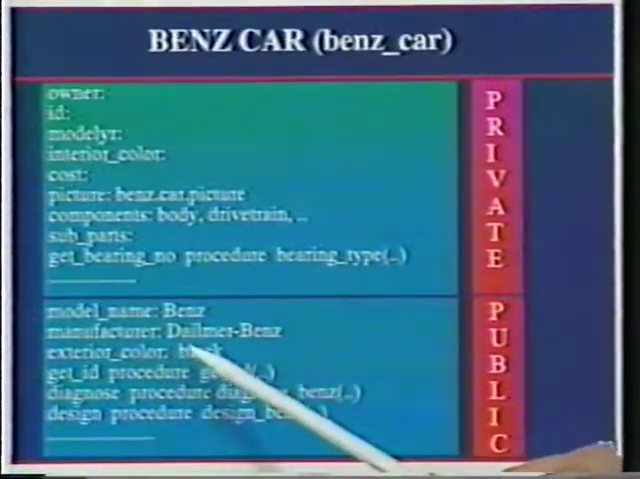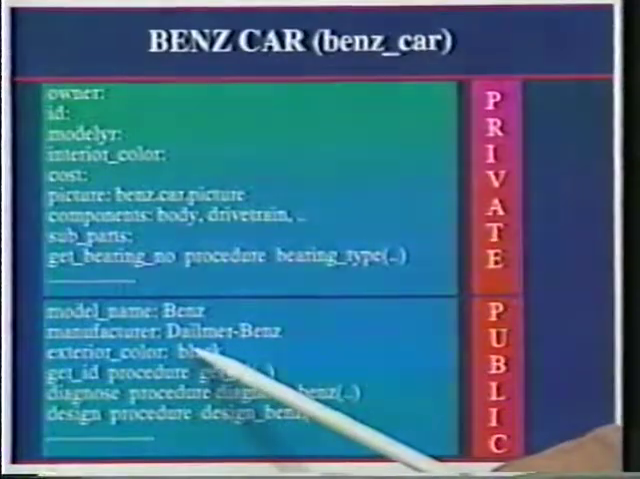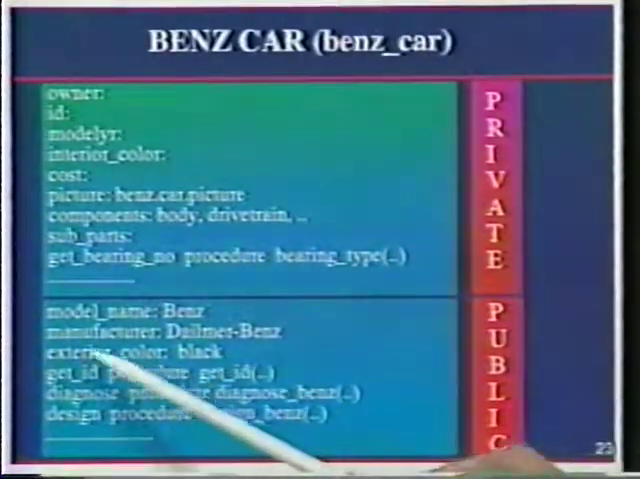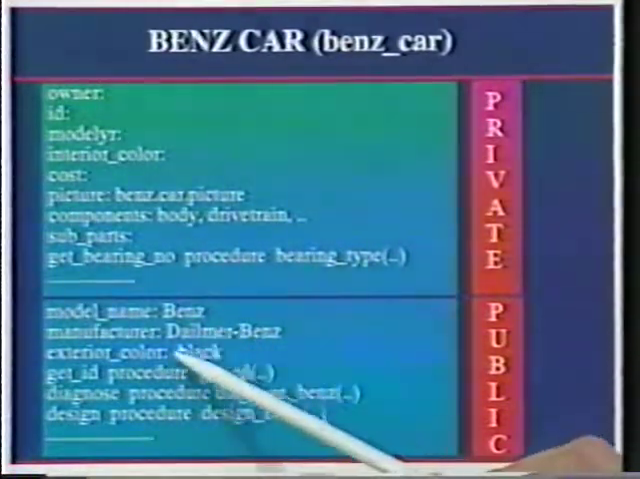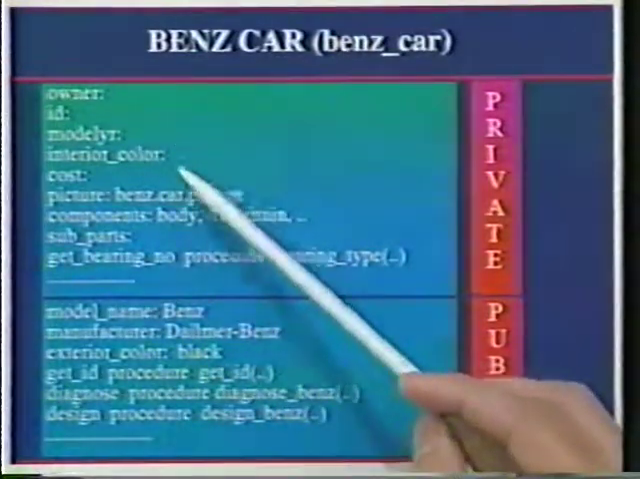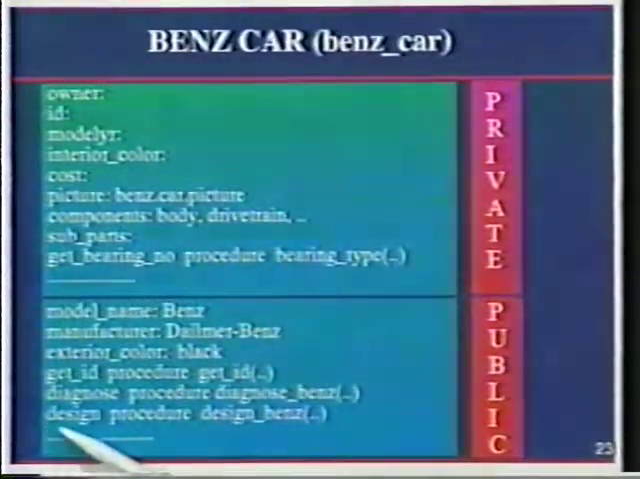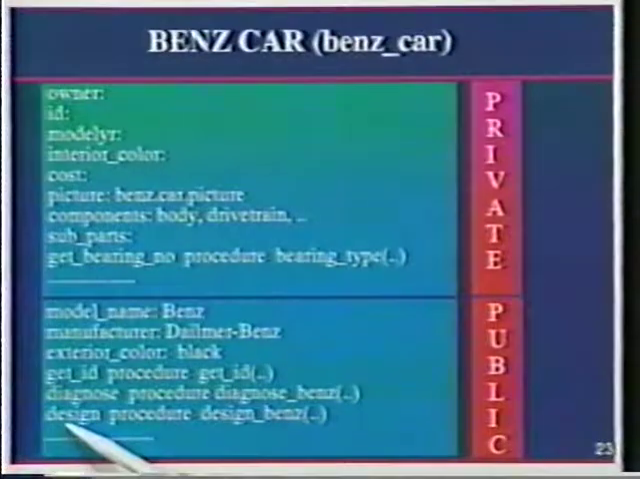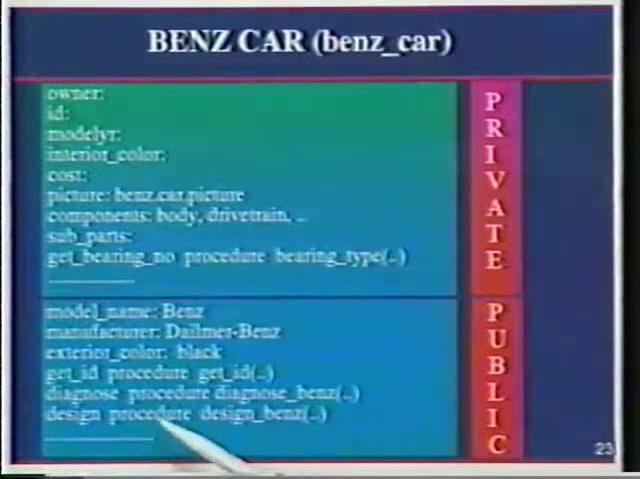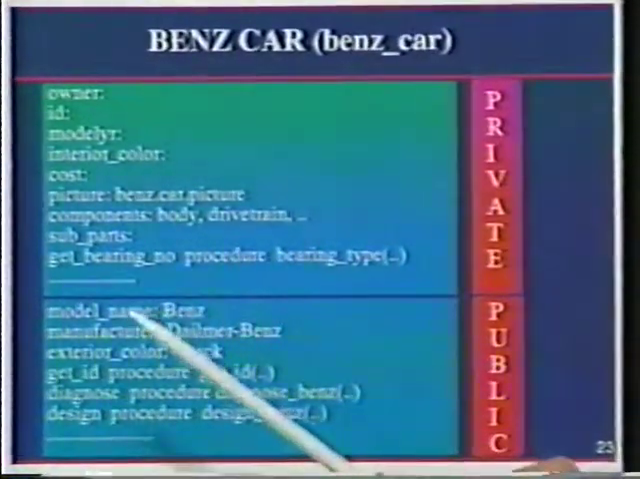In terms of the public interface, the model name is Benz, the manufacturer is Daimler-Benz, and what we have done is we have given it a default value called black. So, in case you get information from the BENZ CAR, if you ask for the exterior color, we will get the answer as black. Interior color, we have left it open, and then we have added in a new behavior element here, which is to design BENZ CAR. I am doing this process in a bottom-up manner. I can probably do it in a top-down manner too.